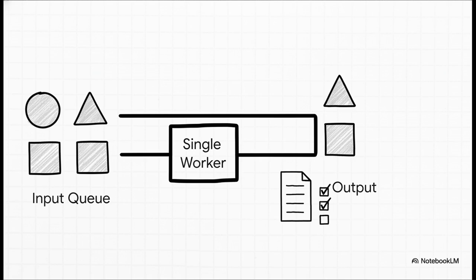Well, the killer feature here is that it gives you an absolute guarantee that your tasks will run one after the other in the exact order you submitted them. This is a lifesaver for any task that absolutely must not run at the same time as another one. Things like writing to a log file or maybe processing events in a specific sequence where order matters.